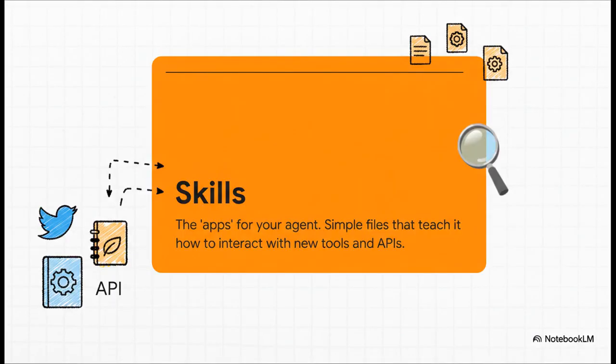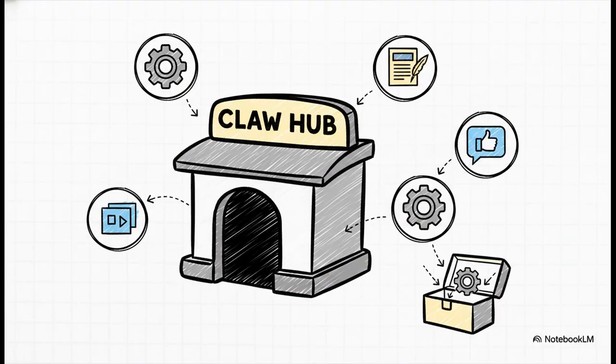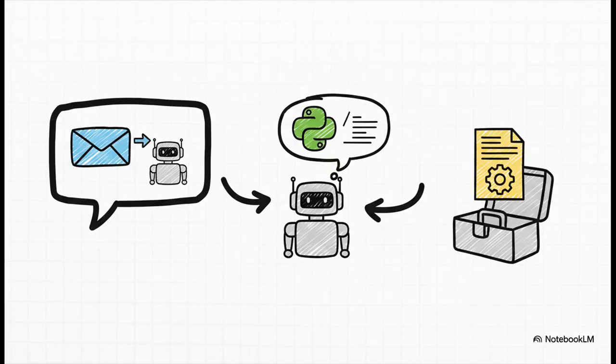So how does it learn to do all this stuff? It's through something called skills. Honestly, the best way to think about these is like apps for your agent. Each skill is a simple file that teaches the agent how to interact with a new program or an API, like how to send a tweet or how to read your notes in Obsidian. And the best part is, you don't have to build all these skills yourself. There's something called ClawHub that acts as a community-driven app store. You can just browse and install new capabilities for your agent with a single command, just like installing a package with pip.